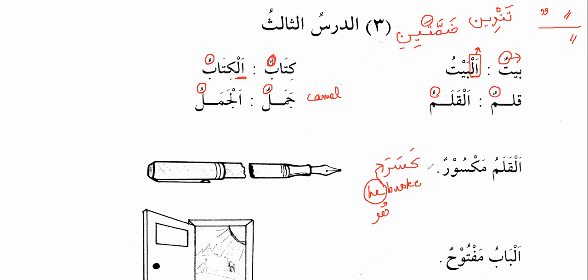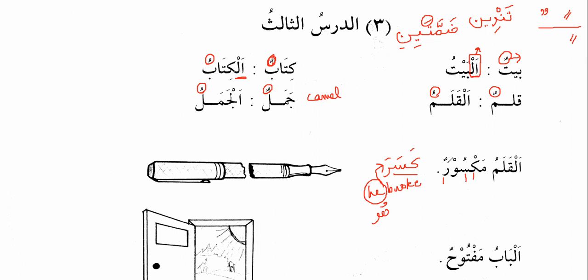So maksurun comes from the verb kasara. So one may ask, how do you know? Because you see in this word the letters kaf, sin, and ra. You can see the letters of the verb in this noun. How do I know that this particular word is a noun? How will you recognize whether it is a verb or a noun?